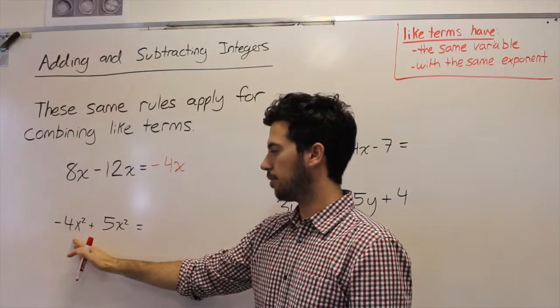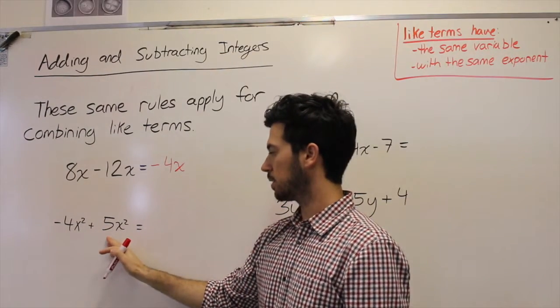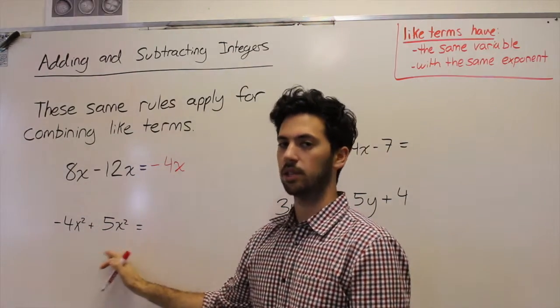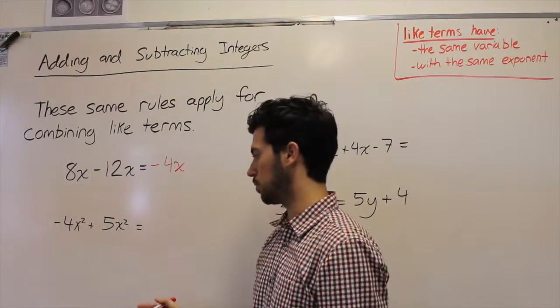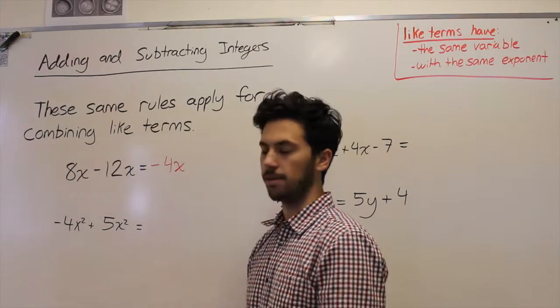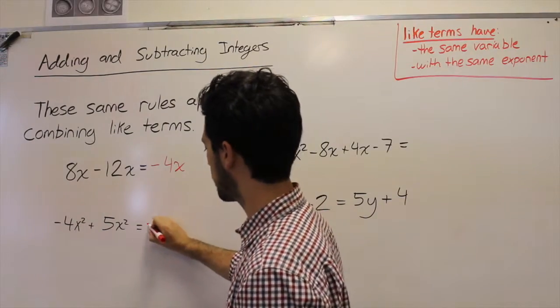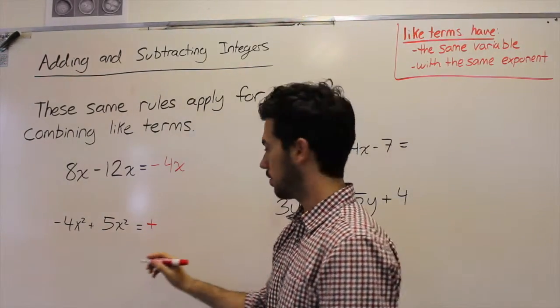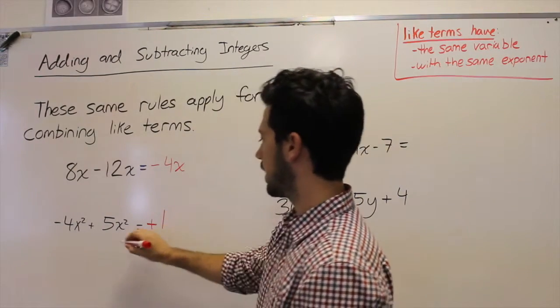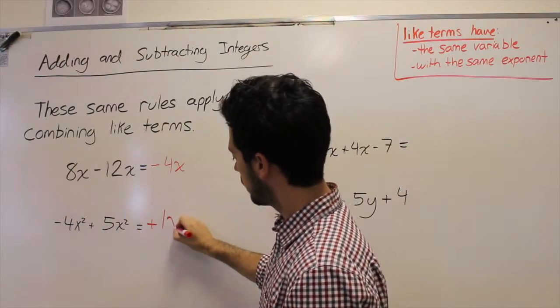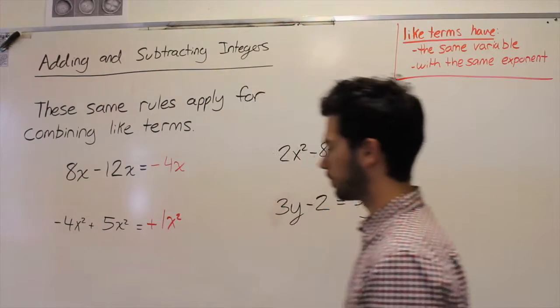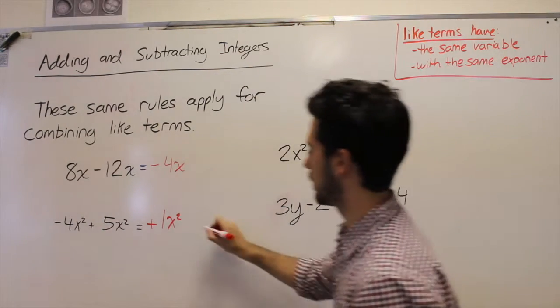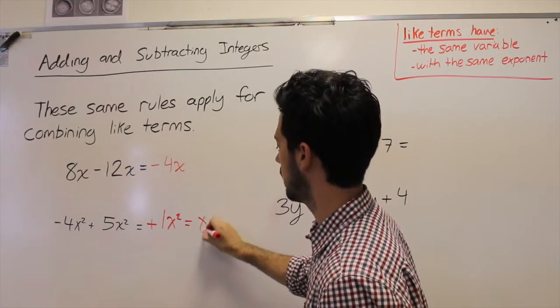Here I have negative 4x squared plus 5x squared. Different signs, so we follow those rules. Which is bigger, a 4 or a 5? A 5, so the answer is going to be positive. What's the difference between a 4 and a 5? Just 1. And 1 what? 1x squared. So, of course, we could just rewrite this as x squared.